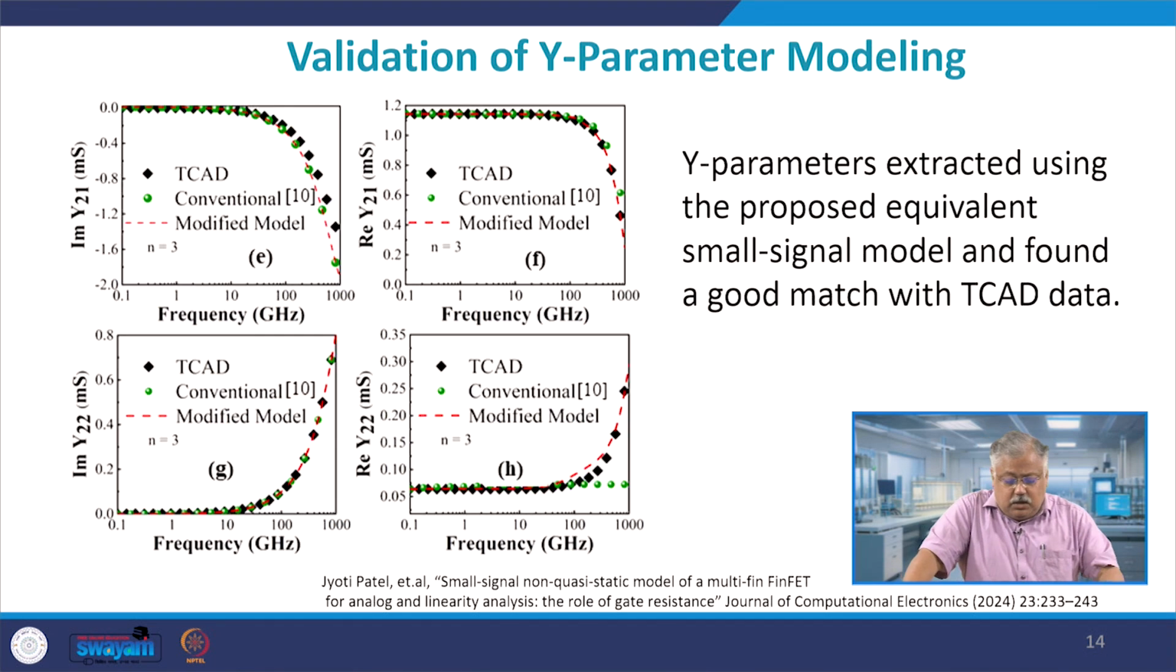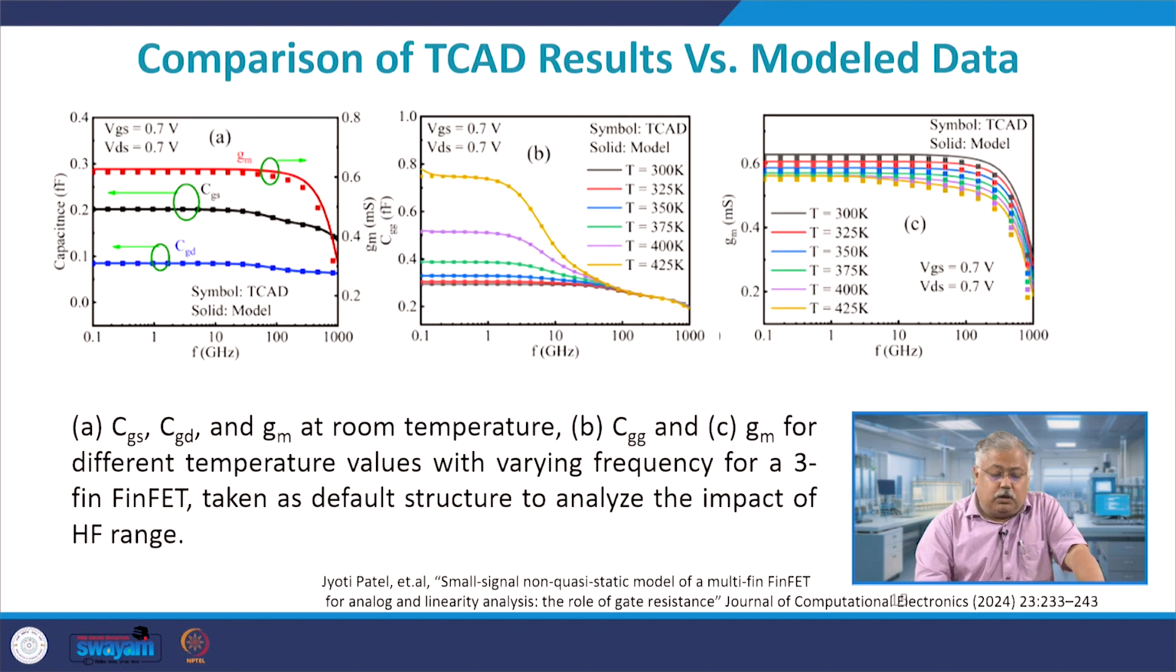The same thing is true when you do a Y parameter for the imaginary and real part using another model and with our model. As you can see here, particularly this one, the green part actually goes down like this, right, and the red dotted and the black rectangles move up together beyond 100 gigahertz, showing that it is well matched for n is equal to 3, right. So this is a matching between TCAD, the conventional data, and the modified model.